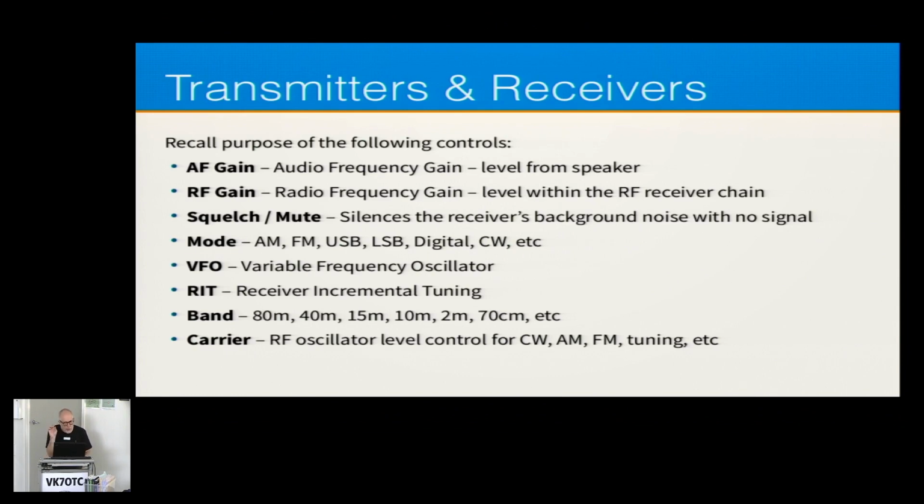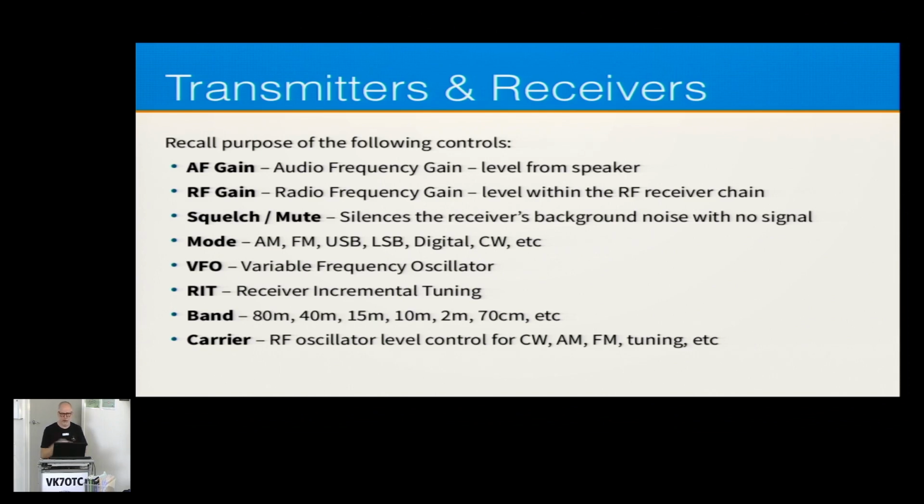So you need to tune it in, and that's what the incremental tuning enables you to do. A band switch enables you to select, and these are all of the frequencies that the foundation license can operate in: 80 metres, 40 metres, 15, 10, 2 metres and 70 centimetres. And your carrier level, so there is the ability to control the RF oscillator level.